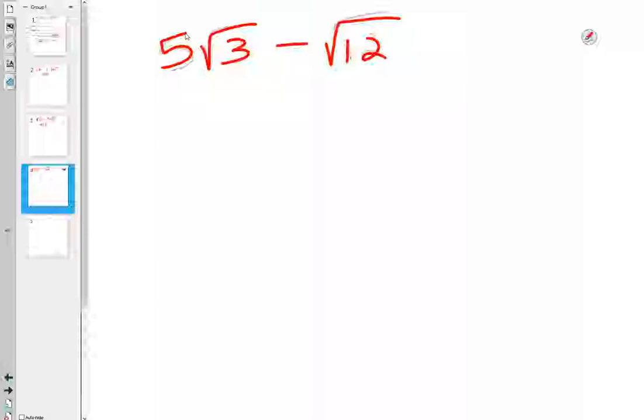Put a 1. When all else fails, put a 1. Yeah, what's wrong with this one? The radicands for the first time are not the same. So, but before you just give up and wave the white flag, what the notes told you to do was to simplify the radicals.